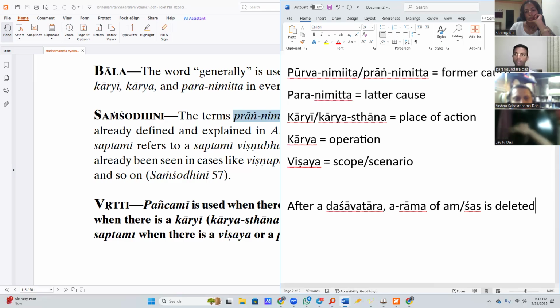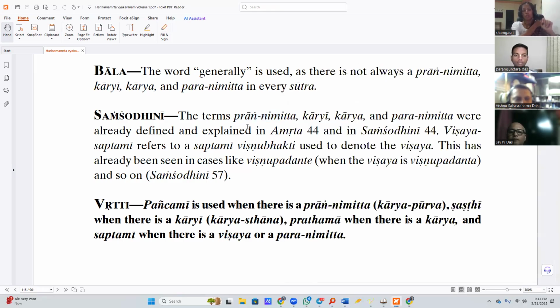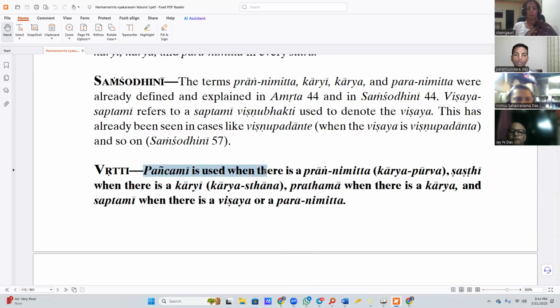Now, how do we identify them in a sutra? We identify them by vibhaktis. Panchami is used when there is Purvanimitta. Like Dashavatarat Amshasoh: Dashavatarat is Panchami Ekavachan, like Krishnat. So you can note it down. With Purvanimitta, Panchami is used in a sutra.